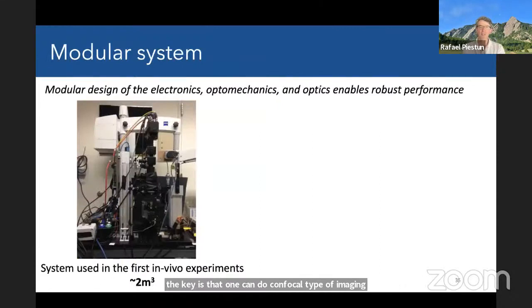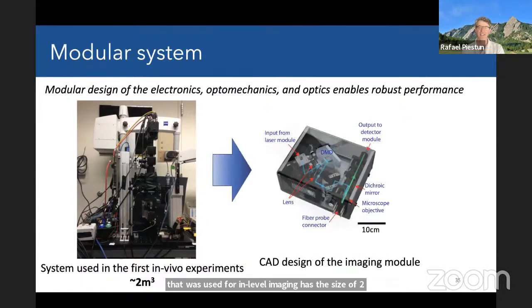As I mentioned, we are trying to disseminate and commercialize this through a spin-off company. This is actually the second version of the system that was used for in vivo imaging. It has a size of about 2 meters square cube. And we want to build boxes that are more robust and easy to use, more compact also, and that can be translated into other laboratories.